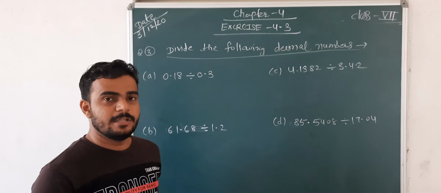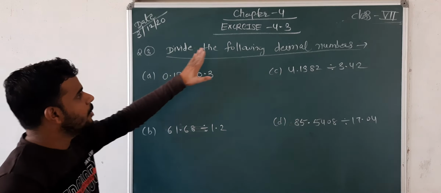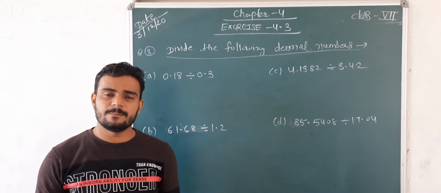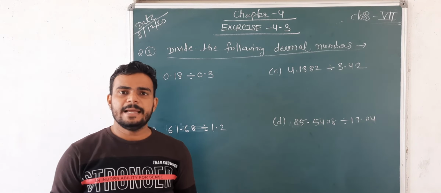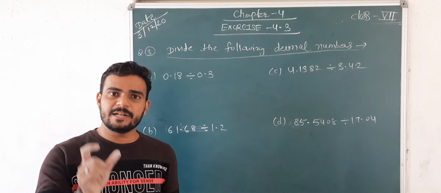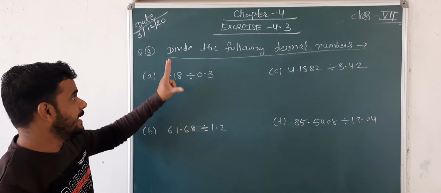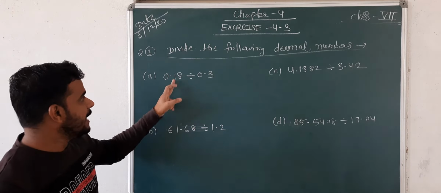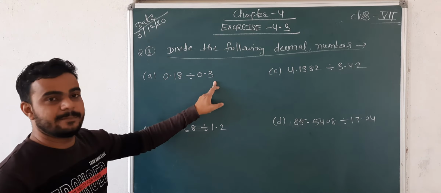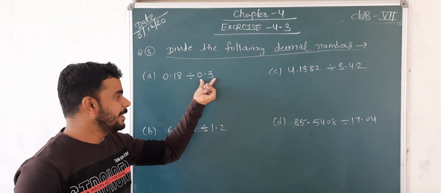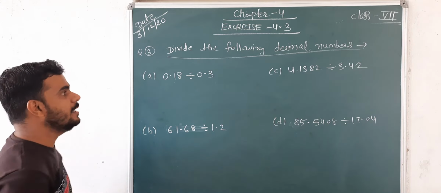Okay, student. So the next, third question: divide the following decimal numbers. The second question is also divide the following decimal numbers, but just remember one thing: in the second question only the numerator has the decimal number, but in the third question both numerator and denominator have decimal numbers. So first, you just remove the point from the denominator. Okay, so like this.